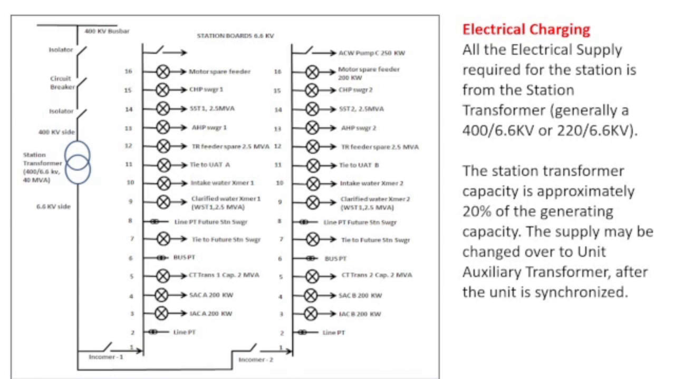The electrical charging already we have seen in our last videos. All the electrical supply for the station and for the units is from the station transformer. Generally it's a 400 to 6.6 kV or 220 to 6.6 kV. The station transformer capacity is approximately 20% of the generating capacity. The supply may be changed over to unit auxiliary transformer after the unit is synchronized.